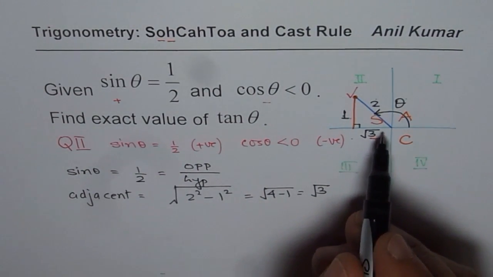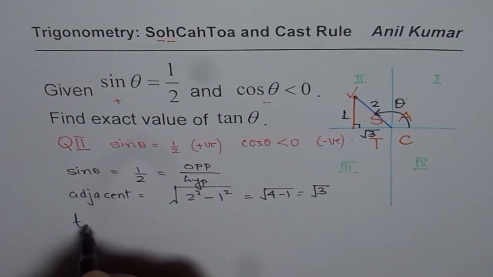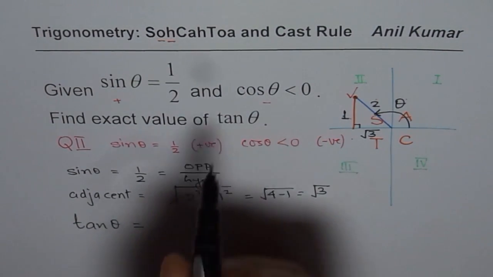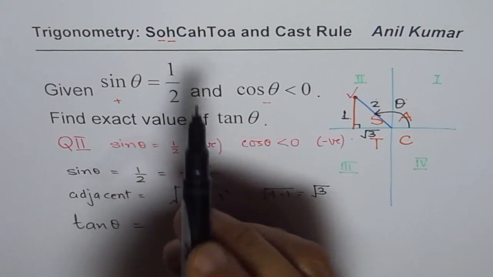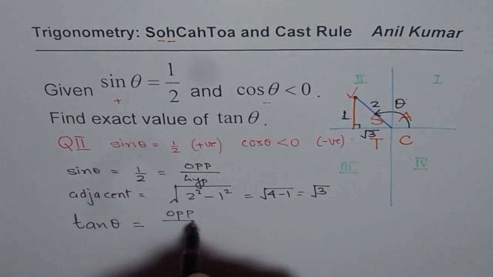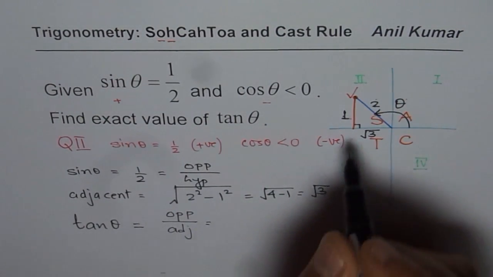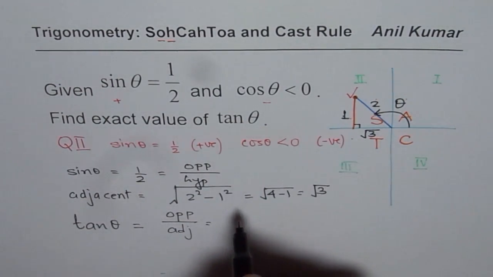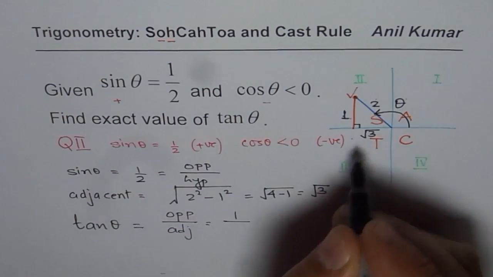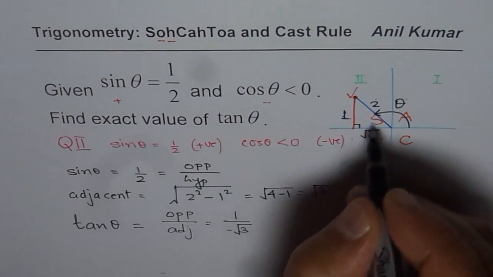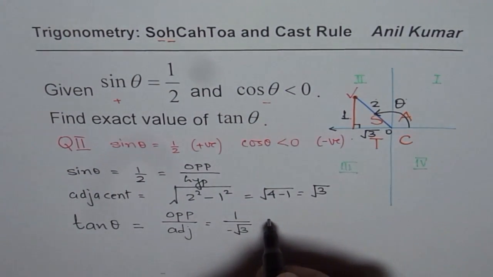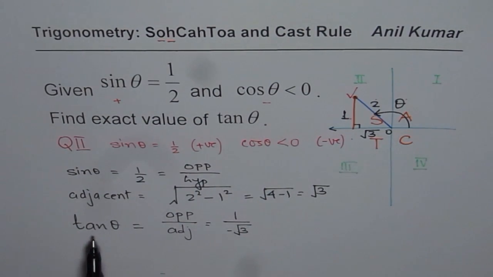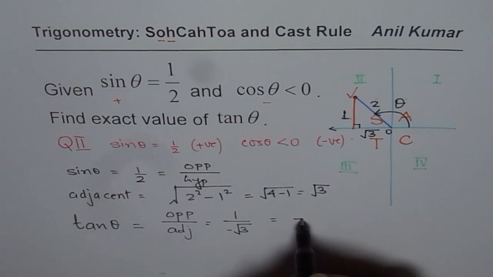Now we can find what tan of this angle is. So we know tan theta is equal to, again let's get back to SOHCAHTOA. It says tan theta is opposite over adjacent. Now opposite side is 1 as given to us, and adjacent side is minus square root 3. Why is it minus? Since it is on the left side of origin, right? So it is negative 1 over square root 3. So the exact value for tan theta is equal to minus 1 over square root 3.